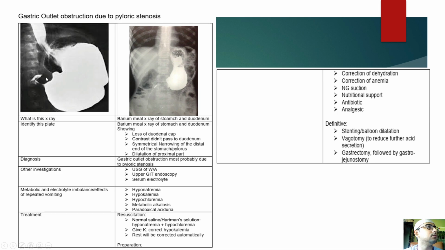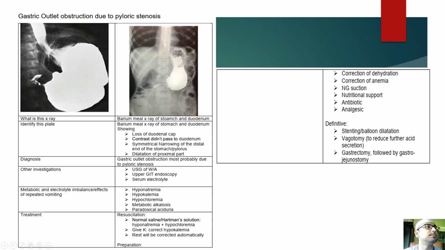Here there is no duodenal lumen, so the duodenal cap is lost. Contrast didn't pass through the duodenum. There is symmetrical narrowing of the distal end of the stomach, from both sides.